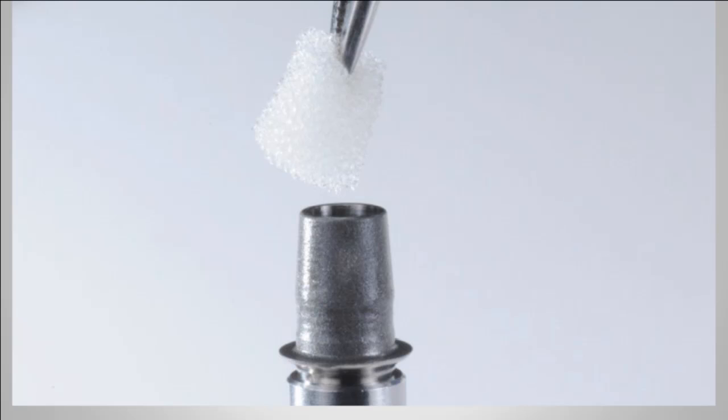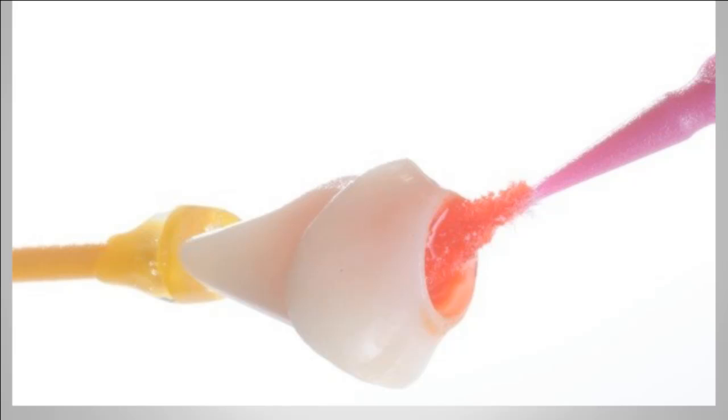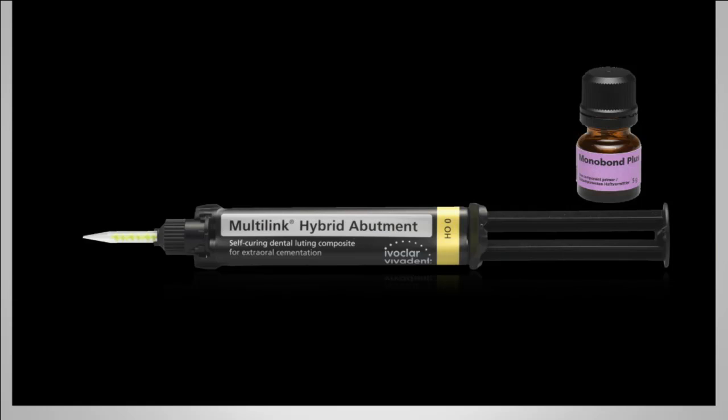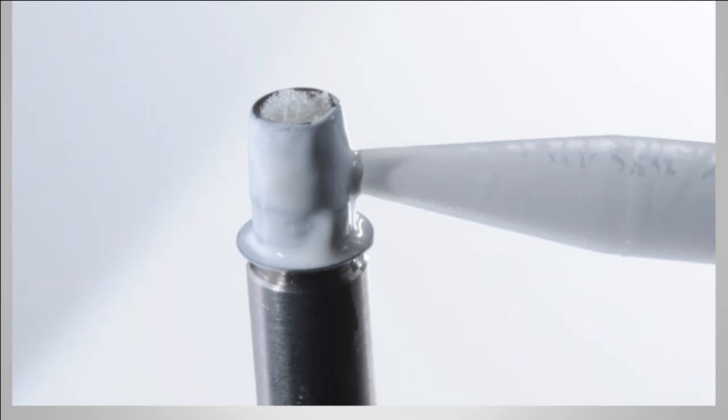block out the screw hole with a sponge or a cotton pellet, hydrofluoric acid etch either the abutment or the crown for 20 seconds if it's made out of lithium disilicate, apply Monobond Plus to the crown, and use multi-link hybrid abutment cement to lute the components together. I like this cement because it actually blocks out and masks out the actual tie base. What you see here is the amount of cement that's needed.